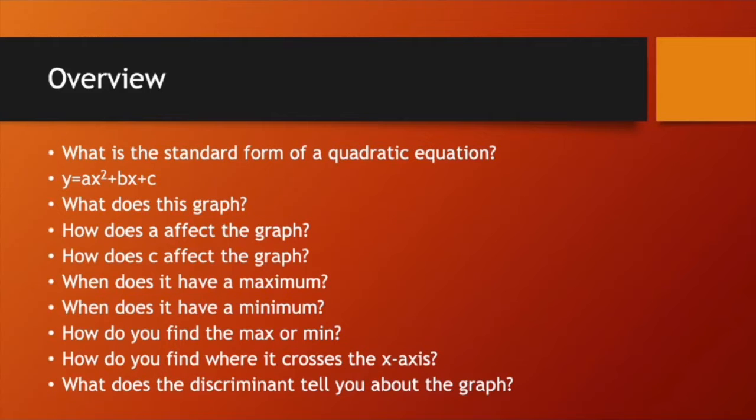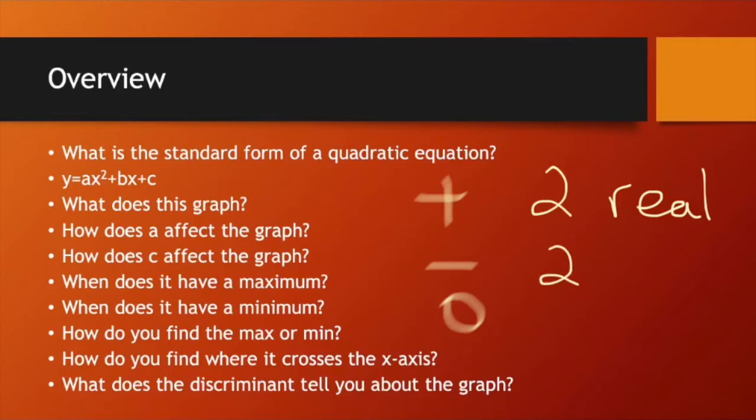The last question on the slide is, what does the discriminant tell you about the graph? The discriminant tells us how many solutions we will have. If you remember, our 3 possibilities were if the discriminant was positive, negative, and 0. If it was positive, it told us that we had 2 real solutions. If it was negative, we had 2 imaginary solutions. And if it was 0, we had 1 real solution.